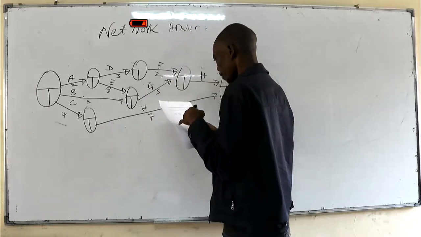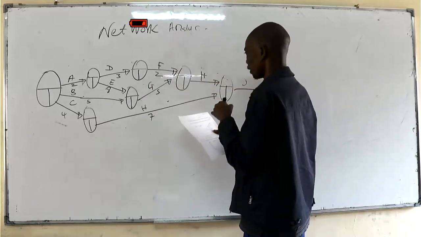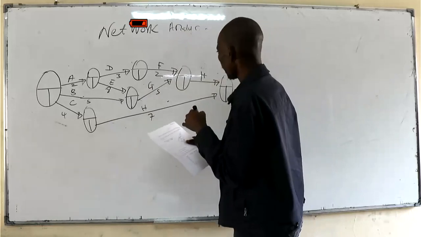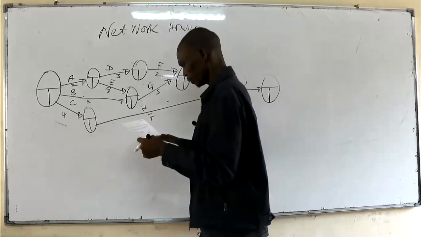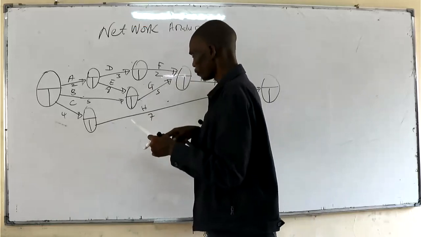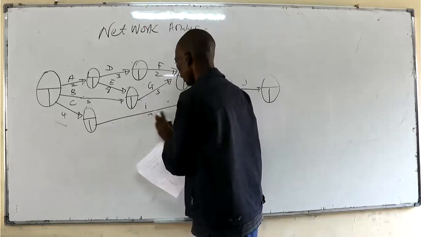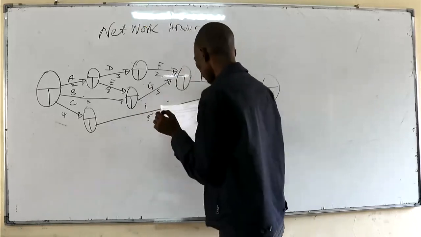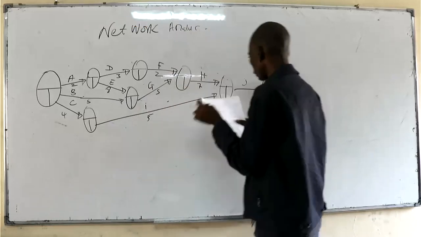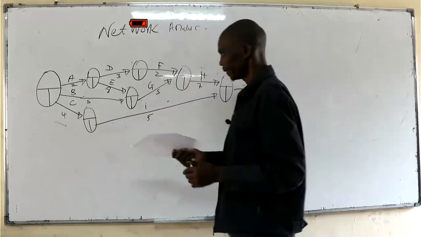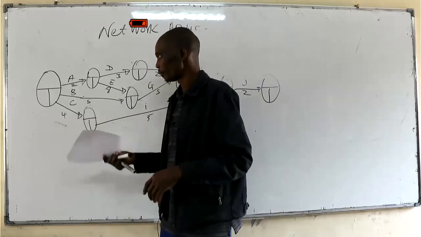I, it is 5. Where is I? This was I. So I is 5, H was 7, and then J was 2. So you have indicated the duration for each activity, and it will make it easier for you to determine the project duration.